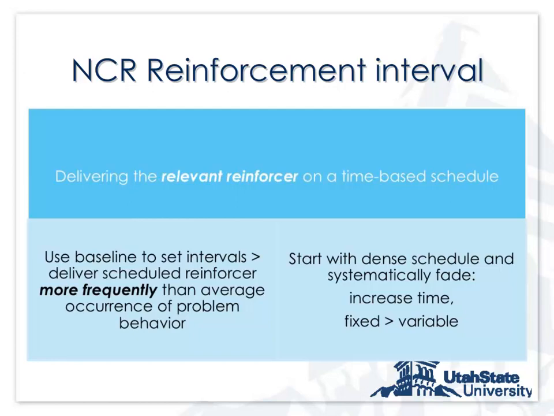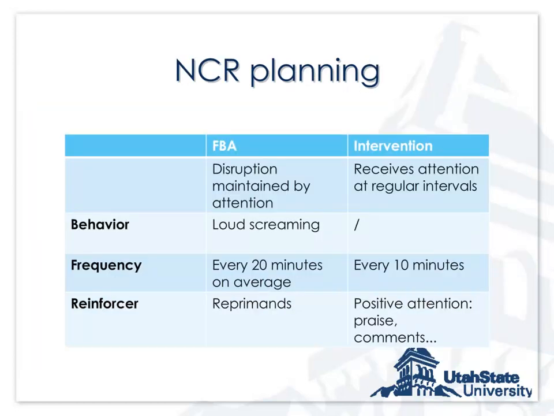Using a variable schedule of reinforcement makes it more likely that the problem behavior will stay at a lower level in the long run. An example of the application of NCR for problem behavior maintained by attention would be delivering praise or positive comments at the end of the interval. Initially, reinforcement will need to happen more often than the problem behavior occurred in the baseline in order to be very effective. A good rule of thumb to stick to when you're establishing an initial interval for reinforcement is using 50% of the baseline frequency or rate.